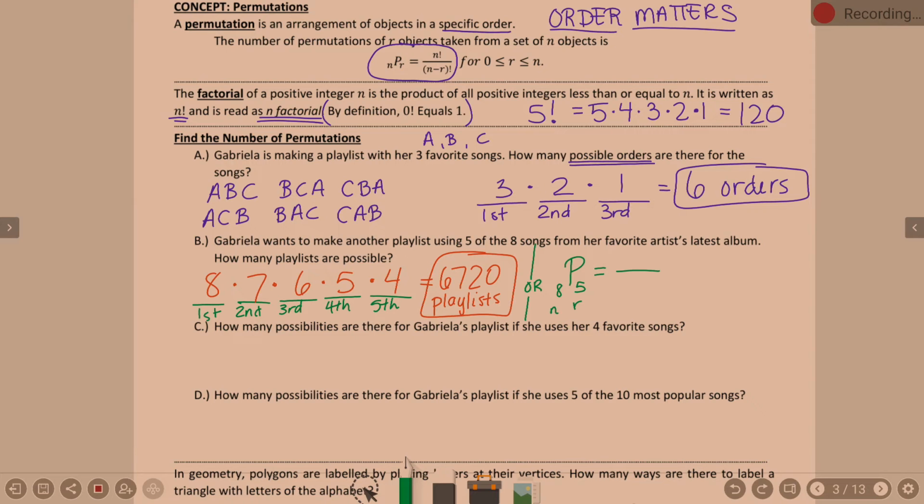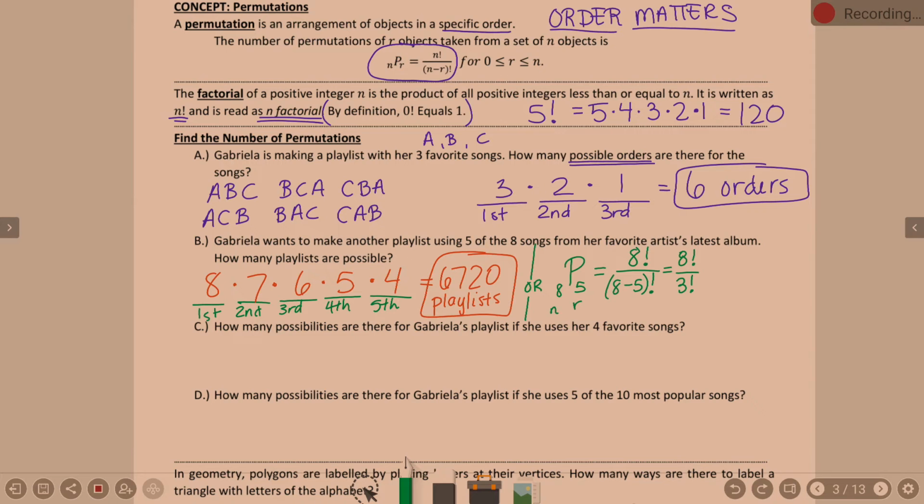That's your first one, right? So it's going to be 8 factorial over, on the bottom, it says n minus r factorial. N minus r is going to be 8 minus 5 factorial. So let's see. 8 factorial is 8 factorial. What's 8 minus 5? 3 factorial.